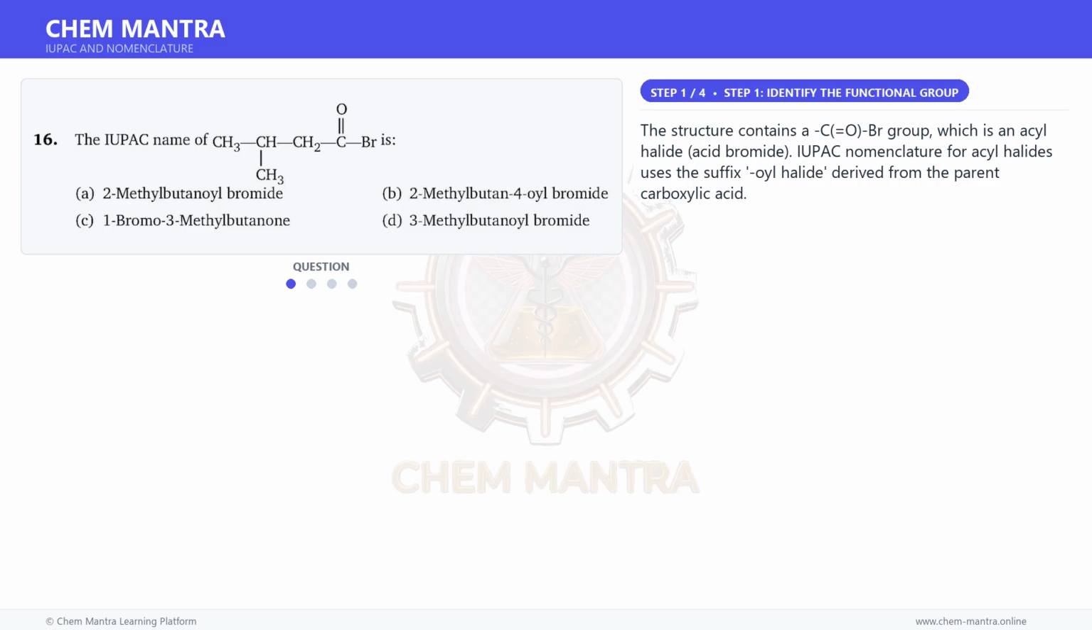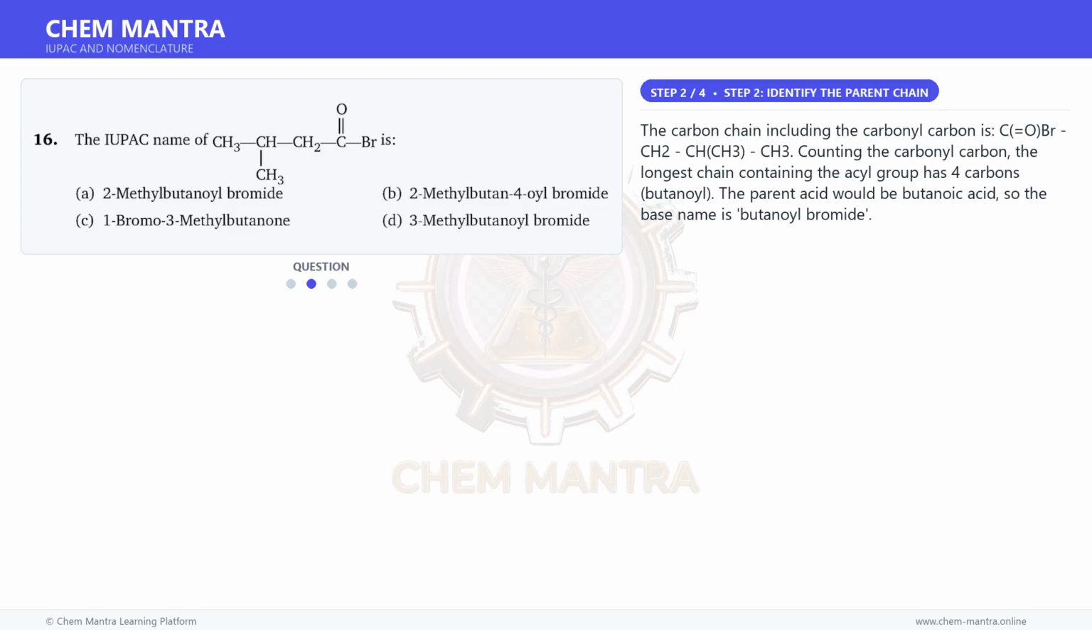The structure contains a C=O, Br group, which is an acyl halide, an acid bromide. IUPAC nomenclature for acyl halides uses the suffix "-oyl halide" derived from the parent carboxylic acid.